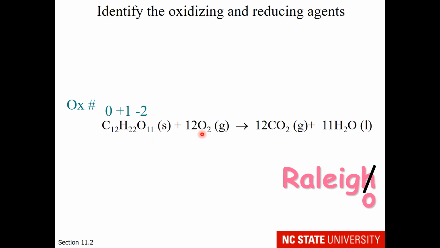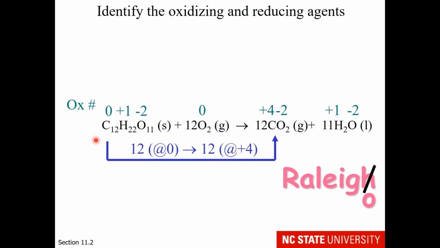Oxygen here is in its elemental form, so that's a 0. Oxygen in this compound is a -2, making the carbon a +4. And for water, hydrogen is +1, oxygen is -2. Let's look at the carbon transition first. Carbon in our sugar is 0 and goes to +4. And there are actually 12 carbon atoms on each side, so there are 12 carbon atoms at 0 going to 12 that are +4. What is happening to this carbon?